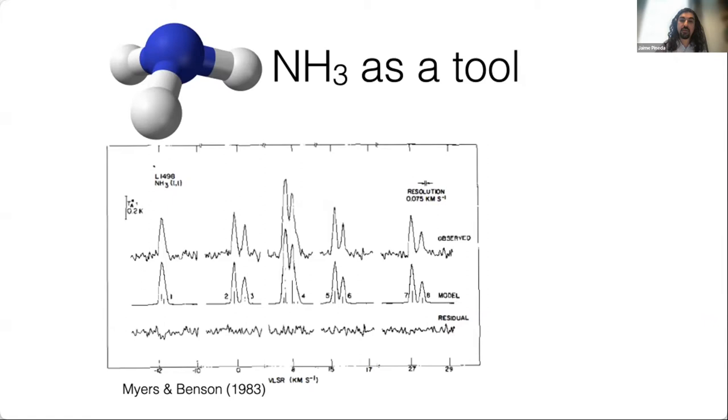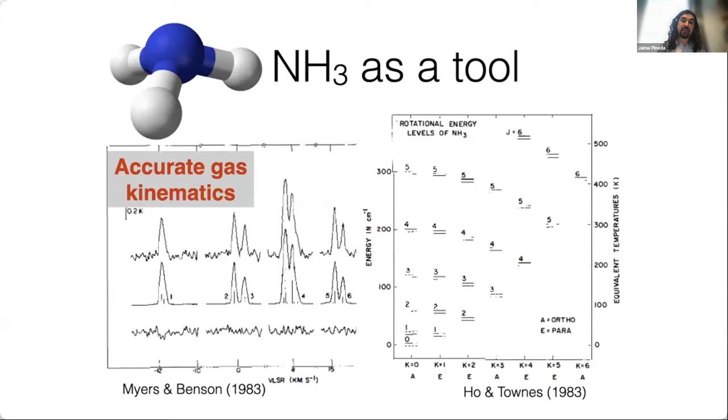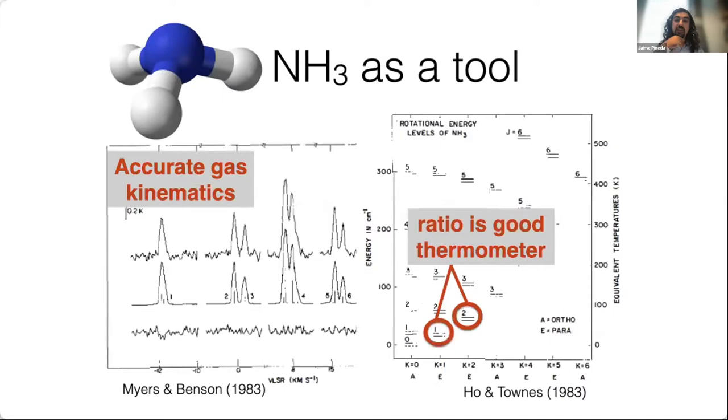On the other hand, thanks to this plot of the energy for the different transitions of the molecule of ammonia, we can see that there are some metastable levels at the bottom of this ladder. If you start at the top, you very quickly decay radiatively. That means that at the end, you can take the ratio of the endpoints of these ladders and use that as a thermometer, because that's going to be determined only by the collisions, only by the kinetic temperature.